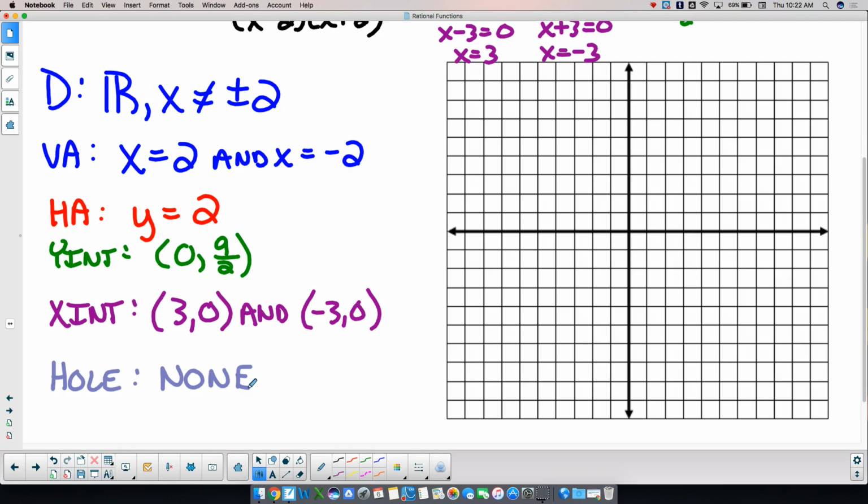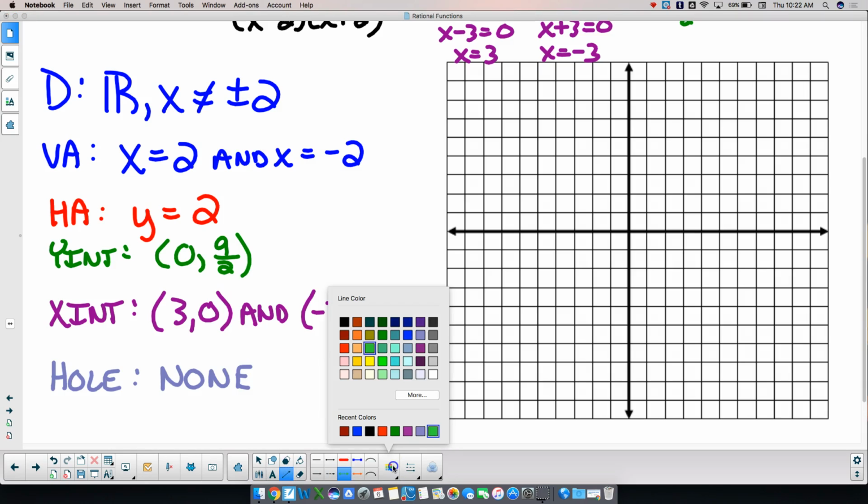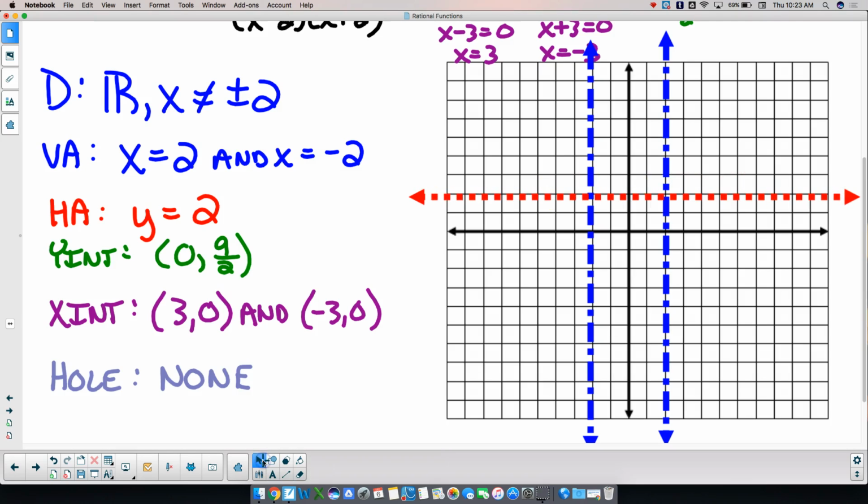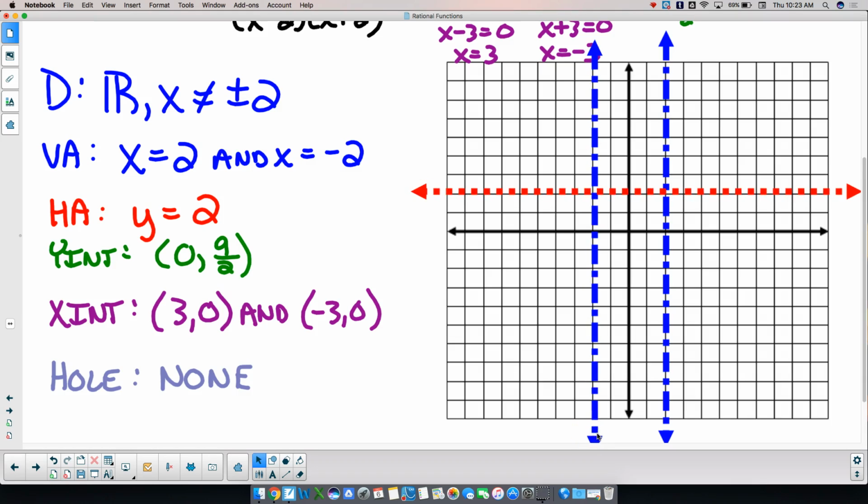Okay. So that then allows us to go to the graph now. So I need to have a vertical asymptote at positive 2 and at negative 2. I need to have a horizontal asymptote at positive 2. Adjust those a little bit here. That means I get to have a y-intercept at 0, 9/2. 9/2 is 4 1/2. So that's right there. And I get to have an x-intercept at 3, 0, and negative 3, 0. No hole to speak of.